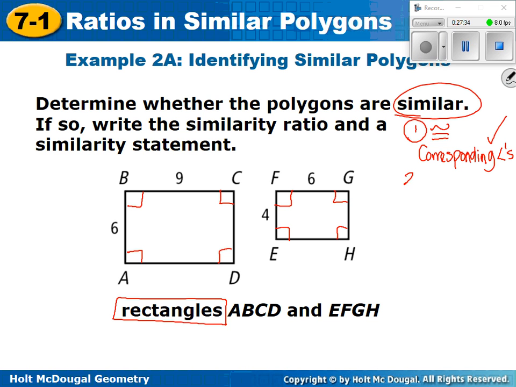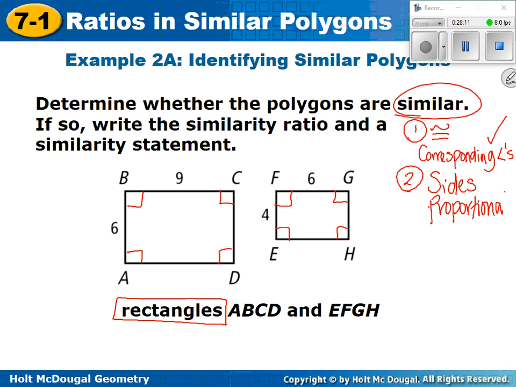Second thing, to be similar, what has to be true? Okay, the sides that correspond have to be proportional. Again, I worry about you understanding what that means, proportional. So remember, proportional means you're going to write two sides as a fraction and then another two sides as a fraction. And they should reduce to the same fraction. So we're going to compare our corresponding sides.